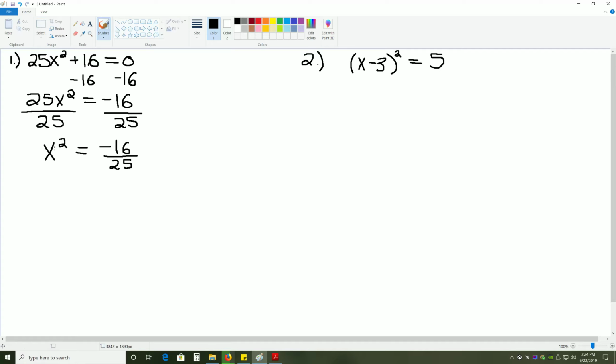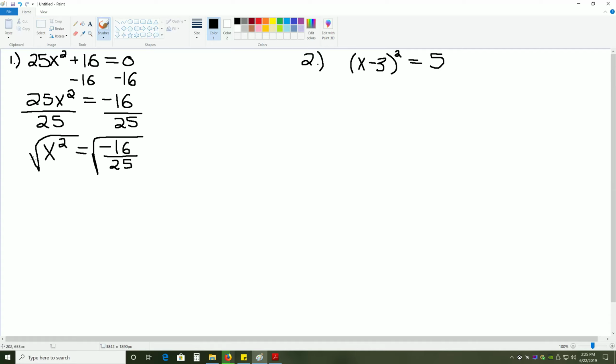Now that we have one term being squared, it doesn't matter what's being squared as long as we have that term alone, we can now apply the square root property, which says that we can take the square root of each side of the equation. And this will not change the problem.